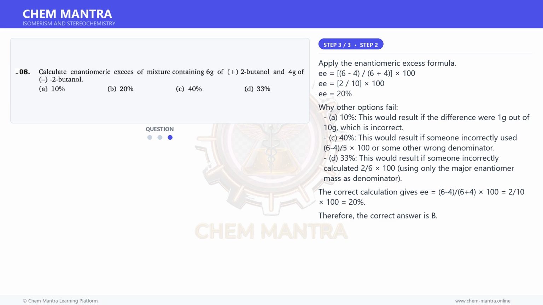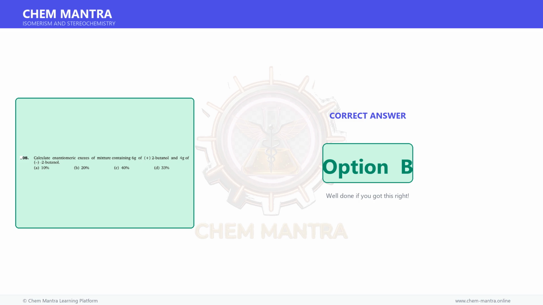The correct calculation gives E is equal to (6 minus 4)/(6 plus 4) times 100, which is equal to 2/10 times 100, which is equal to 20%. Therefore, the correct answer is option B.